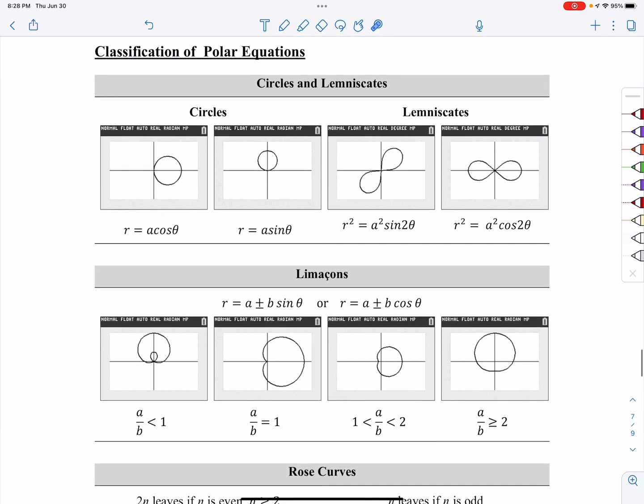You may also notice that I skipped a couple of examples. Those types of examples will not show up on your test, so that was why I chose to go ahead and skip those. All right, that's it for section 8.7.